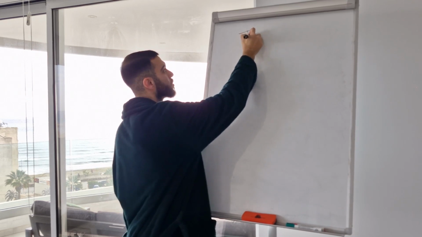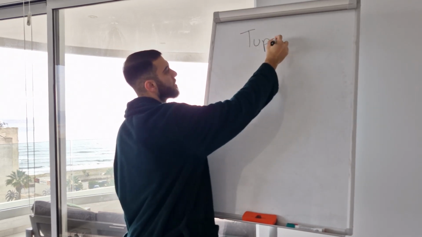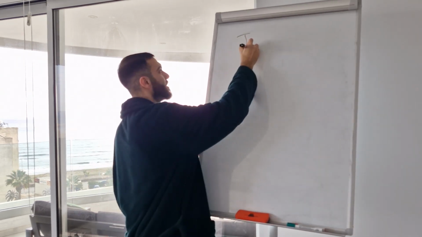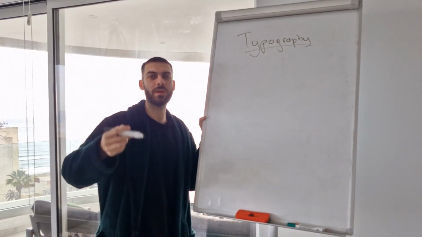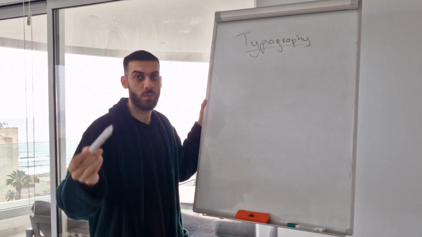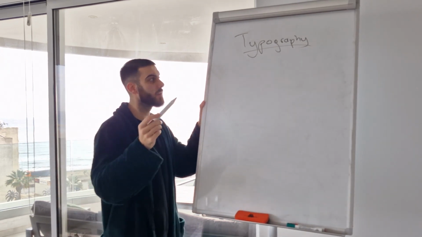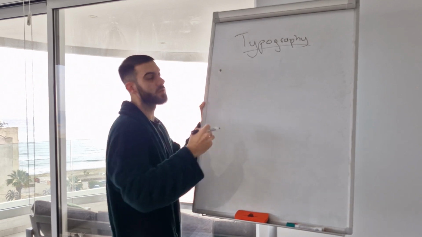I want to talk about another super important thing, which is, I spelled it wrong as well, typography. What's typography? Typography is everything that has to do with the pieces of text on your cover. What do I mean by this? There's a bunch of different information that you can have about pieces of text on your cover.